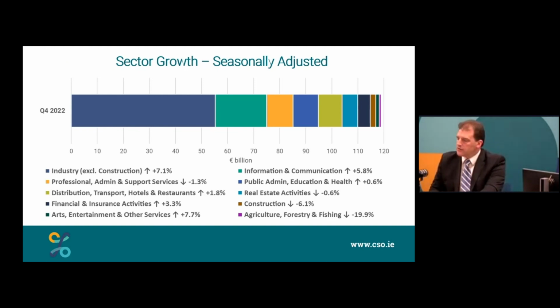Looking through the 2 sides again, so a familiar picture with industry and ICT, as we saw in the infographic. There's a little bit more detail here on some of the falls in other sectors, particularly real estate, construction, agriculture, forestry and fishing. Some falls in some more of the domestic sectors in the fourth quarter.